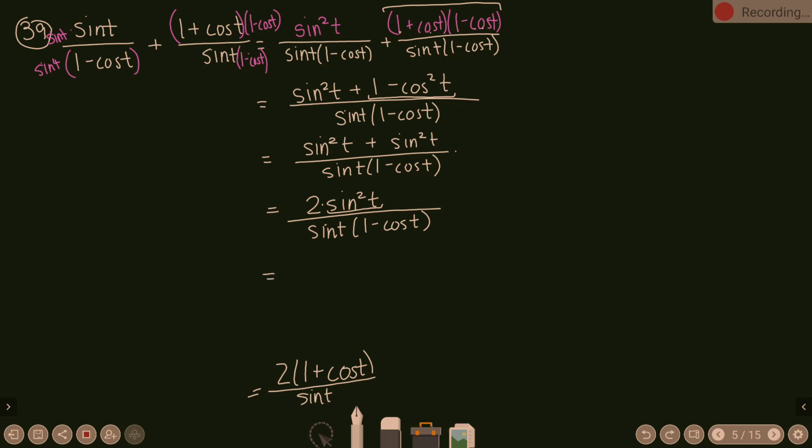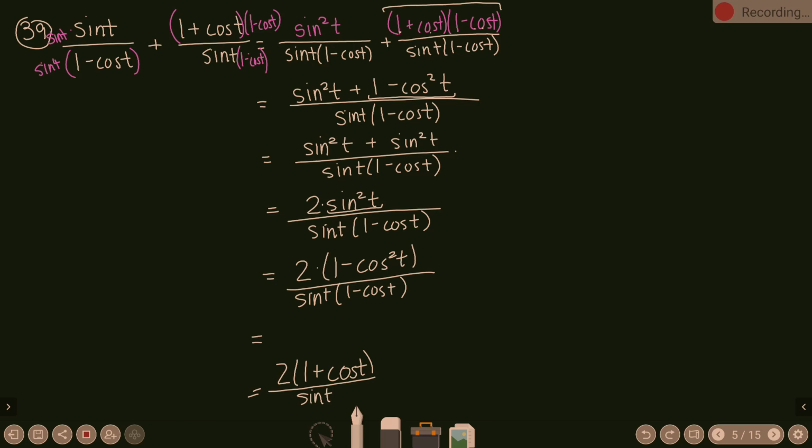Okay, and this is what I'm realizing. Sine squared t, think Pythagorean identity. What is sine squared t in a Pythagorean identity? Subtract over the cosine squared, so it's 1 minus cosine squared t. And then we still have over sine t times 1 minus cosine t. We did this skill already today. What do you know about 1 minus cosine squared t? It factors. It's a difference of squares.